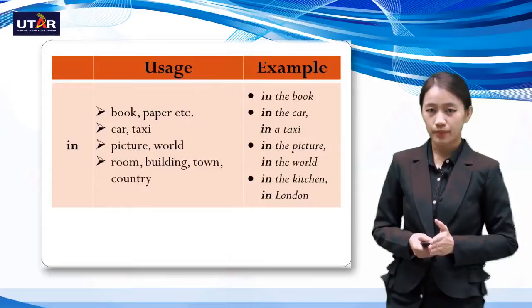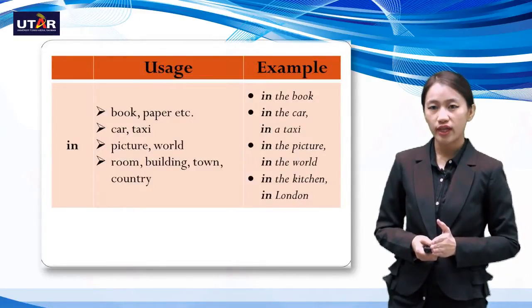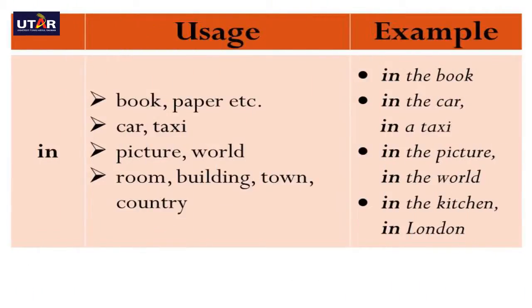The next preposition is in. Now the usage of in would be for book, paper, and etc. For example, in the book. Now for car and taxi would be slightly different. Remember, for on you had the transport of bus and also plane. But for car and taxi, we use the word in. So in the car or in a taxi.